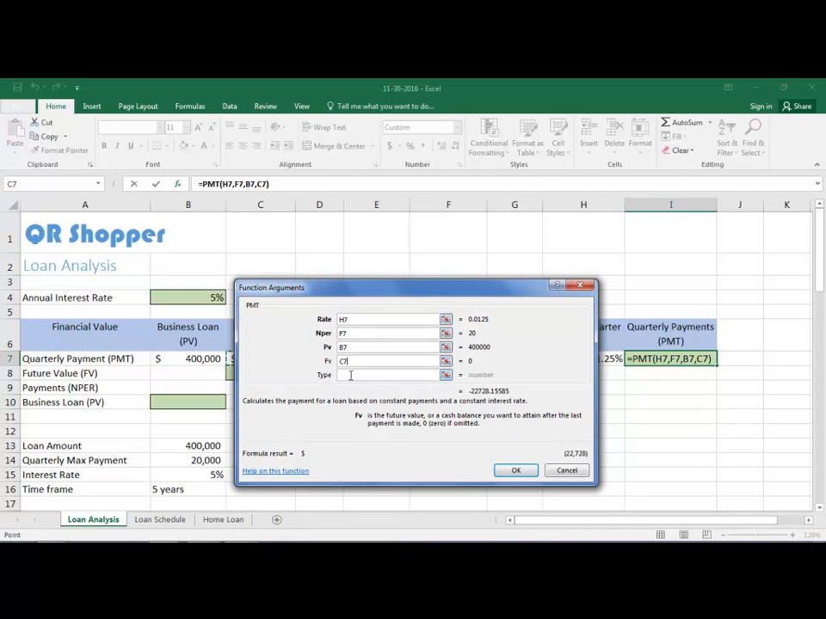Now type, we're not going to be using the type for what we do in this class, but the type means when is the payment coming. 1 is the payment is at the beginning of the period, 0 is the payment is at the end of the period. We're going to assume all payments are at the end of the month or end of the quarter. It just means are you saving interest or not saving interest. So we hit 0 here because we're going to make the payment on the last day of the quarter.